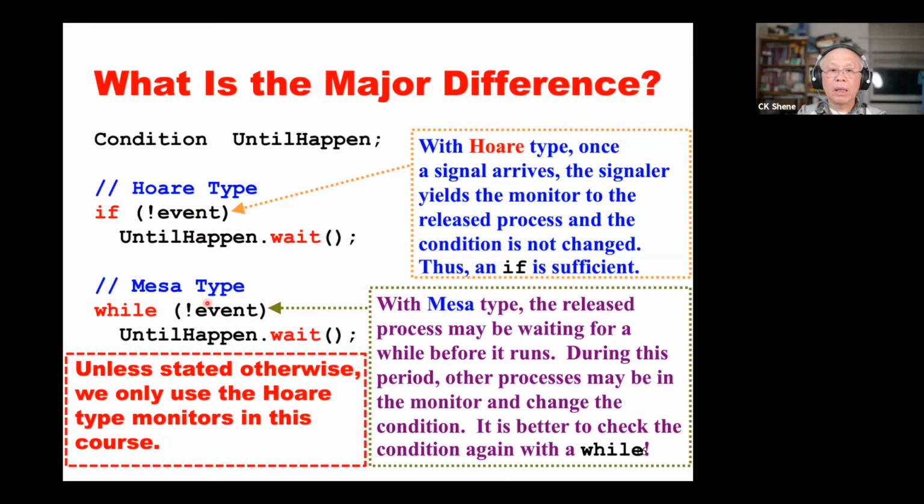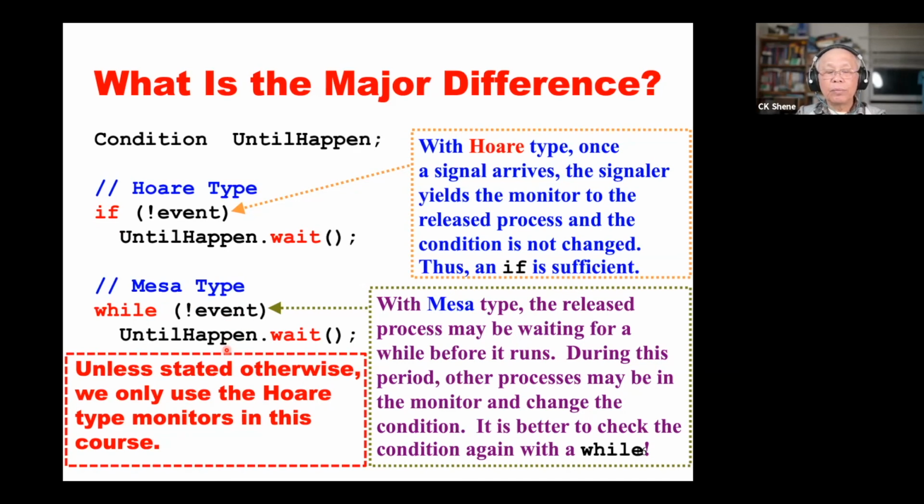But for the Mesa type, it's different. Look here. This is a typical case, not always. Under the Hoare type, I use if. But under the Mesa type here, I use a while. Why? Let's take a look. If the event is not there, I wait for sure. But what if I am released from until_happen? Can I assume that the event is still there? Think about it.